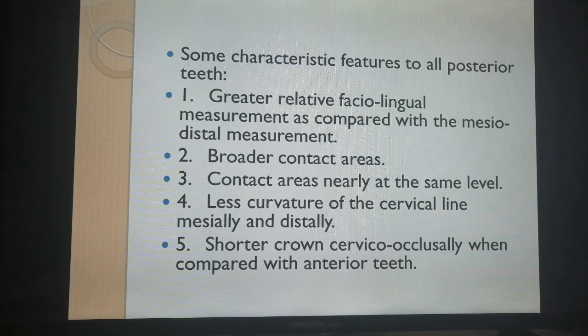Some characteristic features of all posterior teeth. Number 1, greater relative facial-lingual measurements as compared with the mesiodistal measurement. Number 2, broader contact areas. Number 3, contact areas nearly at the same level. Number 4, less curvature of the cervical line, mesially and distally. Number 5, shorter crown cervico-occlusally when compared with anterior teeth.